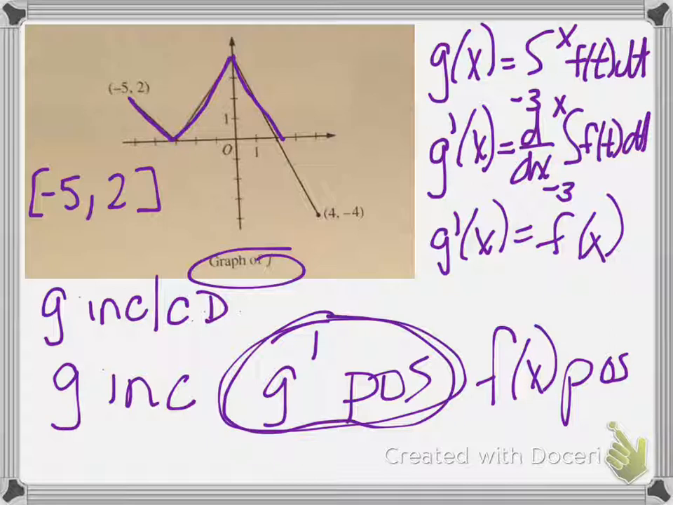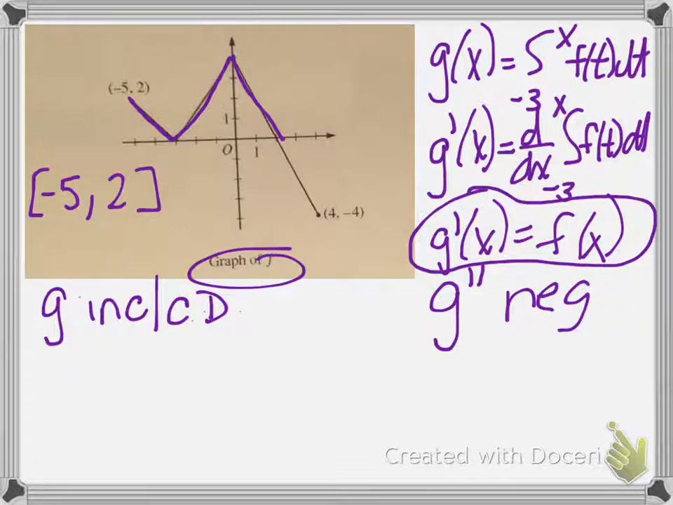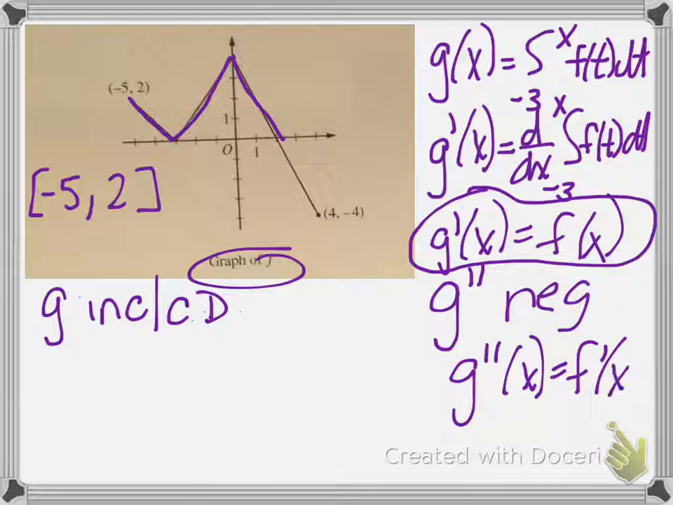Next we need to find when G is concave down. The second derivative tells us about concavity, so if it's concave down, it's negative. So when is G double prime negative? That's the question. Well, we don't know about G double prime. We only know something about G prime. We know G prime is equal to f of x, so I'm going to add a prime to each side. What you do to one side, you must do to the other side. So the question is when is f prime negative, meaning, when does f have a negative slope?